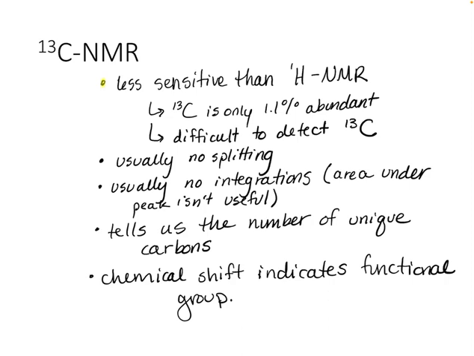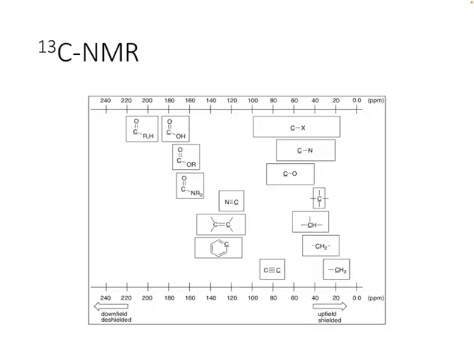So on the next slide, I'm going to show you a similar chart to the one we saw before, but this time it will be for carbon-13 NMR. And you'll notice that the part per million scale is different. So for proton NMR, it went from 0 to 12. For carbon NMR, it goes from 0 to 240. So it's a very different scale. But you can see that we kind of have similar relative positions for different functional groups.